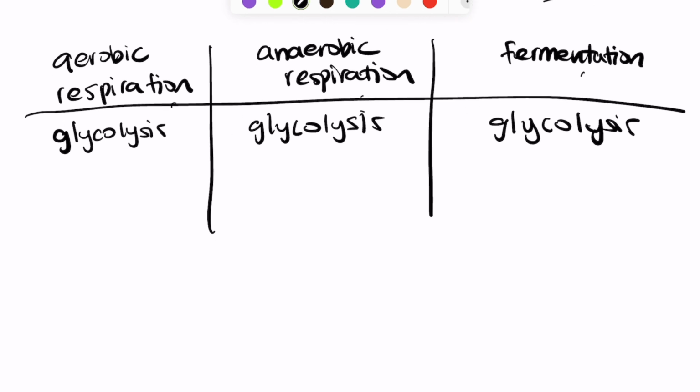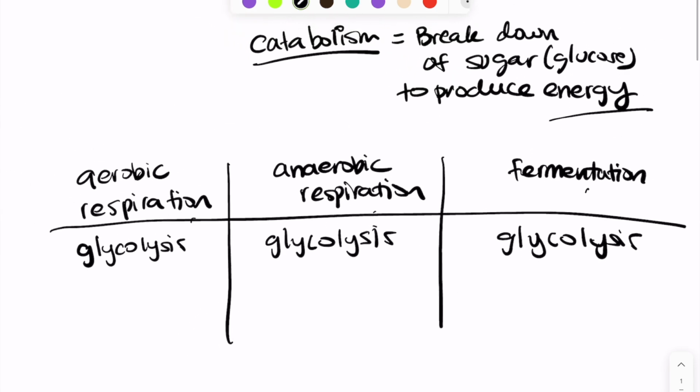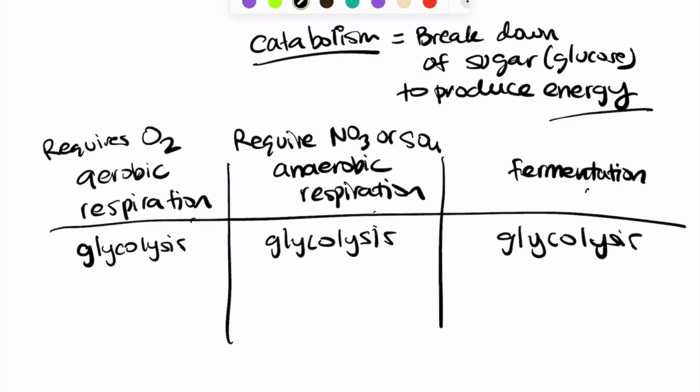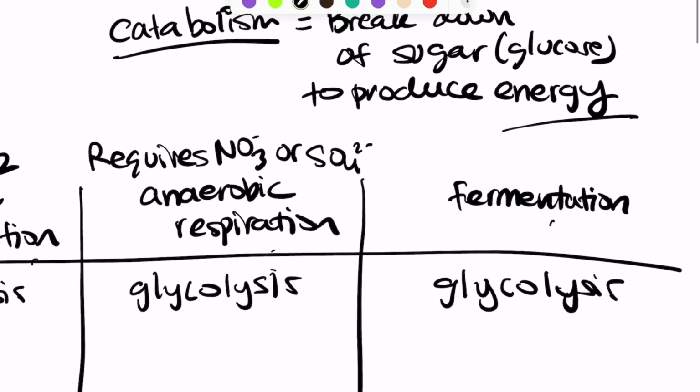And so what is glycolysis? It's when we break down glucose and we change it into pyruvate. We worked through this during class, but I'm going to show it right here. So again, we have 3 catabolic pathways. One of them requires oxygen. This one requires nitrate or sulfate. Okay, so nitrate or sulfate are the things that this one requires, and this one requires nothing.